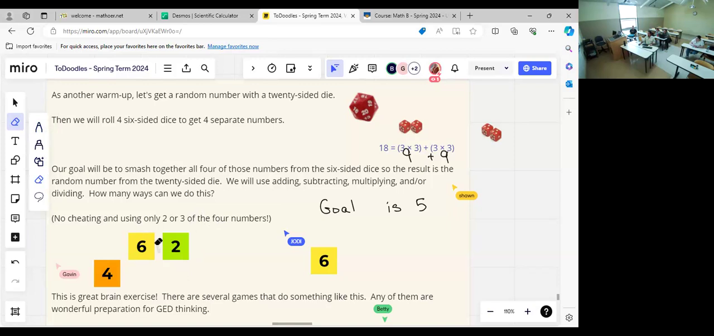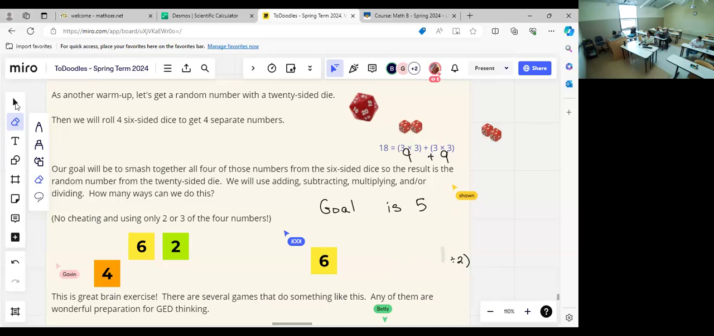If I wanted to write that all at once, I could, but that's not really part of what we're doing. I could write 6 minus 4 minus 6 divided by 2. I make a long, complicated thing, but that's not what we're doing, so don't worry about that.